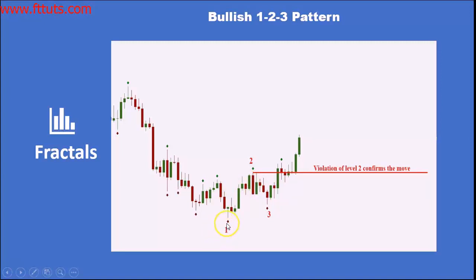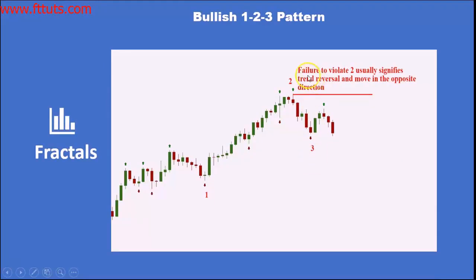So then now you have 1, 2, 3, and in order to confirm the move and continue to be continuation, you have to violate 2, and it violates 2. If it does not violate 2, failure to violate 2 usually signifies a trend reversal and a move in the opposite direction, and that's how we notice, because we have 1, 2, 3. We want to see 2 violated. Here 2 was not violated.